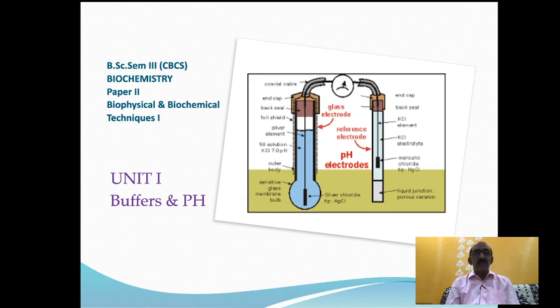First of all, I will discuss unit 1, that is buffers and pH. You know, there are various types of acids, bases and buffers. In our body also there are acids, bases and buffers, but you should know what are the physiological functions of the acids, bases and buffers in our body. The functions of acids, bases and buffers we will study in the first unit. What is the significance of buffers in our body? You have to study that in the first unit.